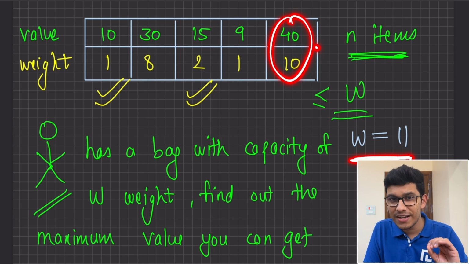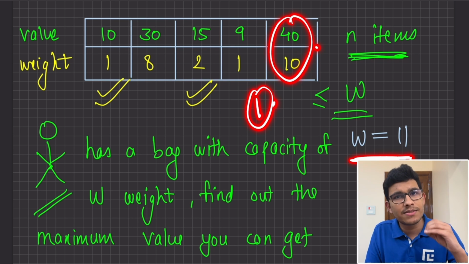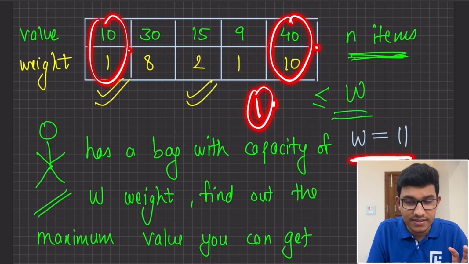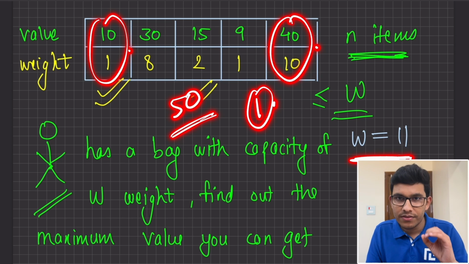Now what is the weight remaining? The weight remaining is 11 minus what you have already picked up, which is 10. So the weight remaining is 1. Now you could say, okay, again make a greedy choice. Pick up the item which has the maximum value while its weight remains less than or equal to 1. So you could say this is the item that you could pick up. The value that you get from this greedy choice is 50.